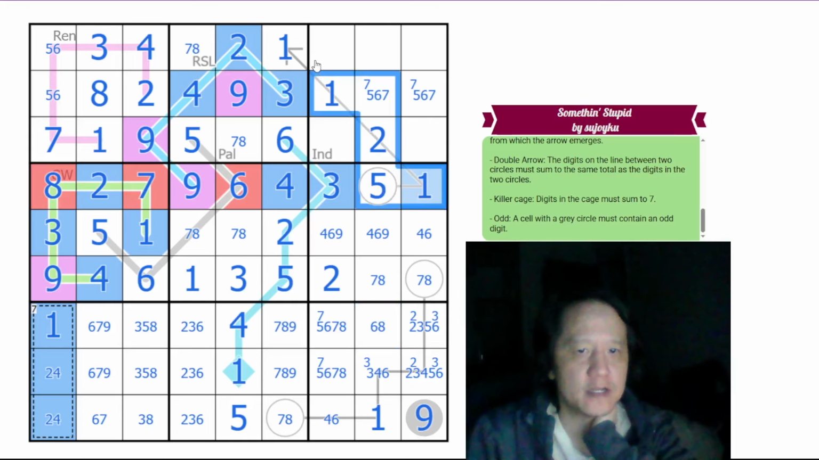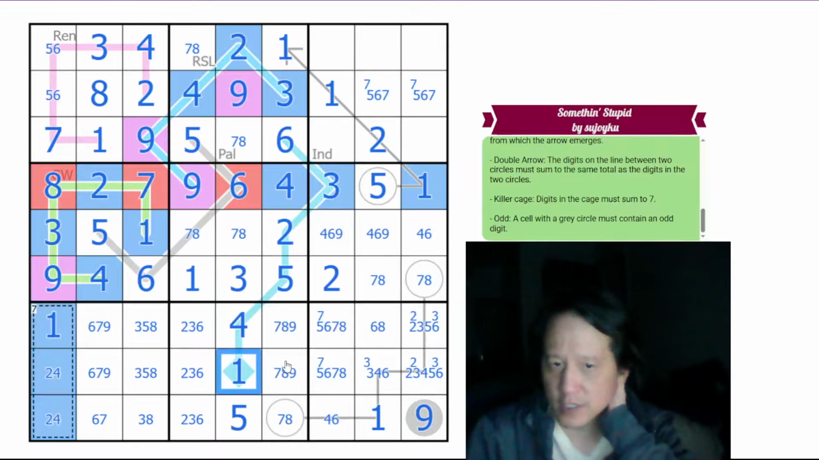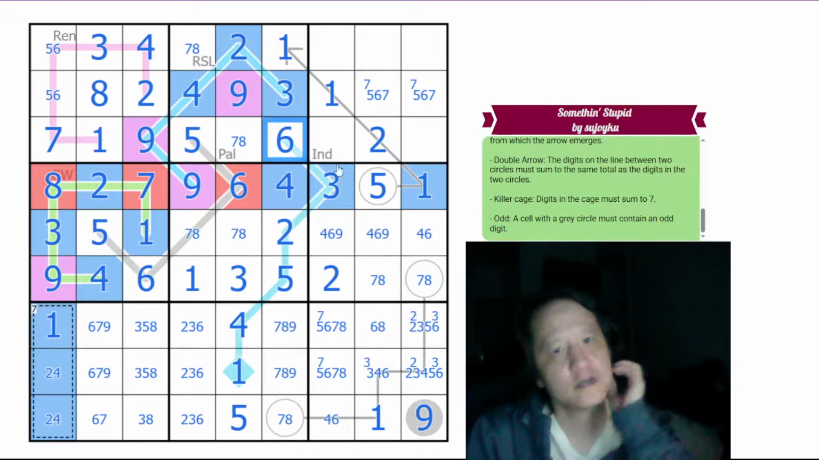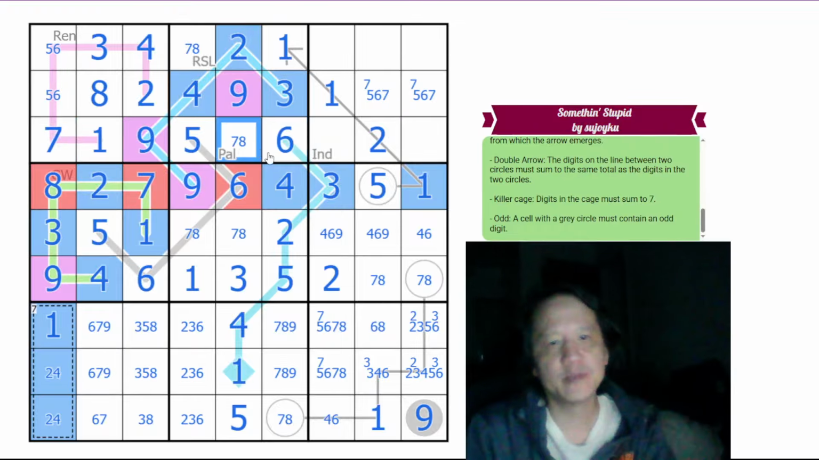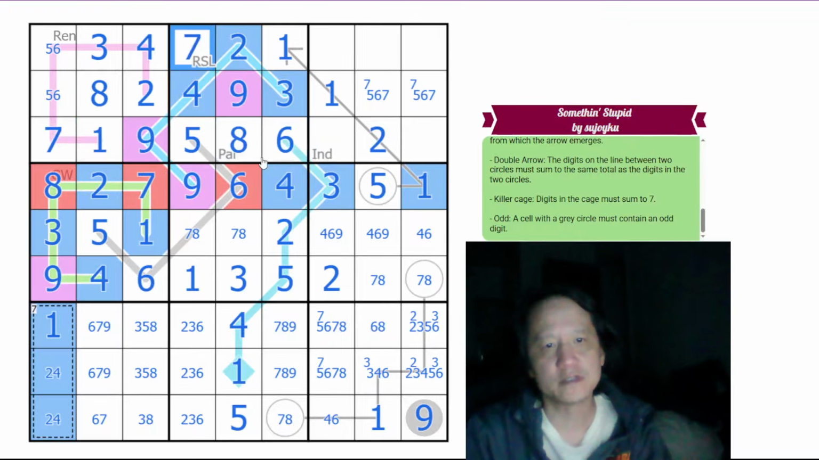Run band's done, arrow's done. German whisper's done. Palindrome's done. Cage is done. Index line is done. This 7 eliminates 7 here, so this is 8, which makes this 7. 8 eliminates 8 here, so it's 7, which makes that 8.